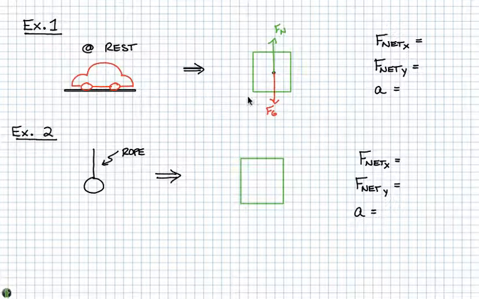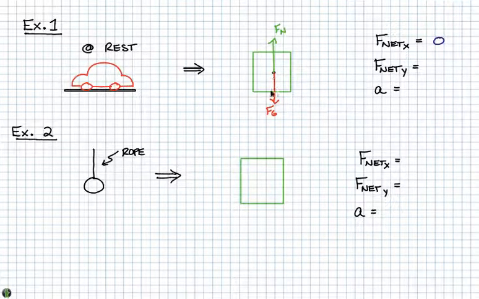Now, we generally want to ask ourselves a few questions here. What is the net or total force in the x direction? What is the total force in the y direction? And what is the acceleration of this object? Well, if we take a look, there are no x forces. There's nothing pushing or pulling this object forward or backwards. So we have no force in the x direction.